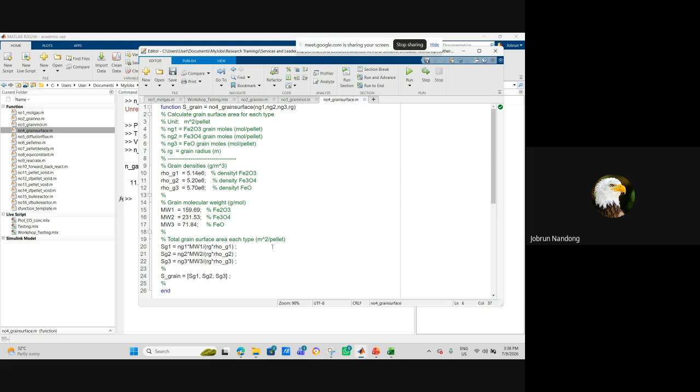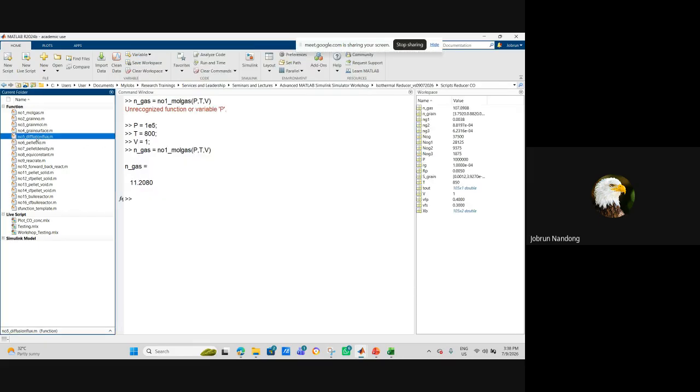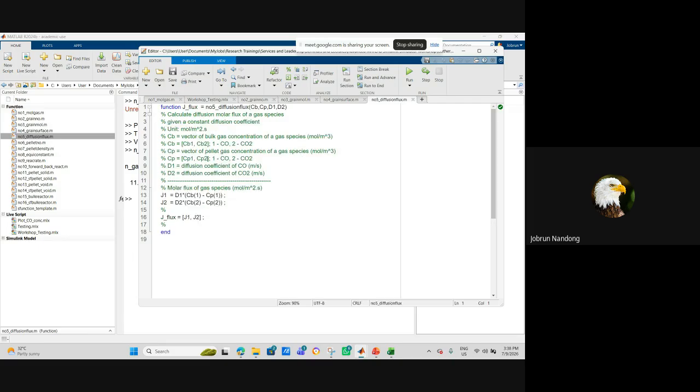Okay, so that is for the number 4. We have a few more to go. So next, we use a function again to calculate the diffusion flux. I click this one, so you can just copy it. Again, this one is quite short. Again, for the time being, we just use any value for D1, D2, we just expect it to test it.